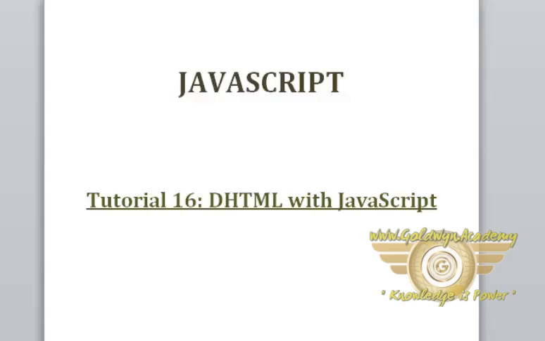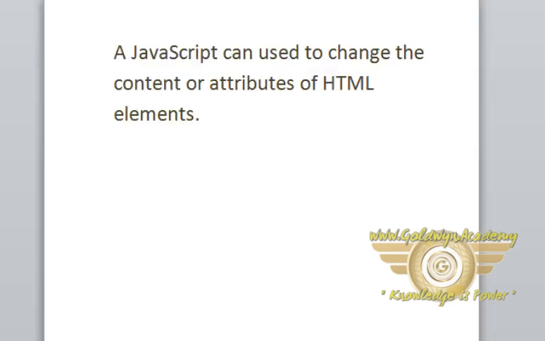In this tutorial, we are going to study about DHTML with JavaScript. Here, DHTML means dynamic HTML. It means we can change the content or attribute values of HTML elements using JavaScript. So JavaScript can be used to change the content or attributes of HTML elements.